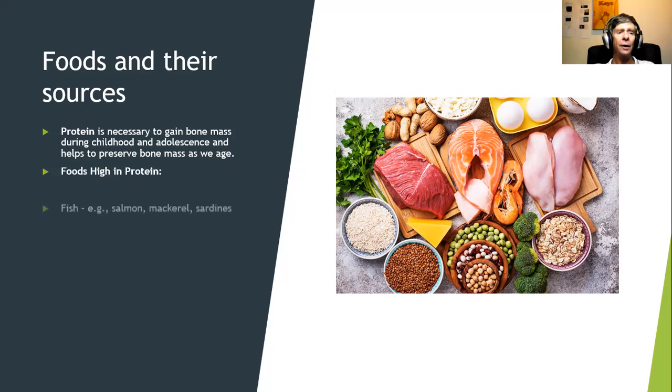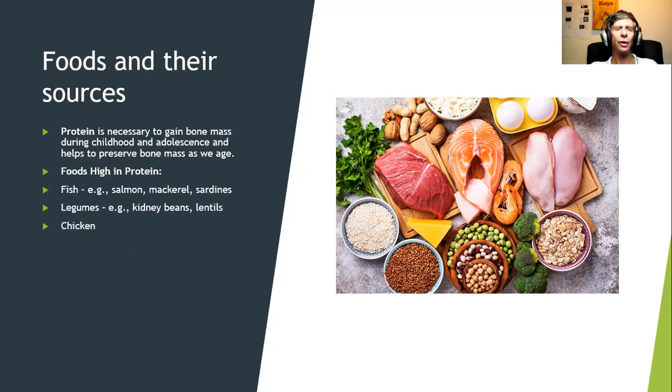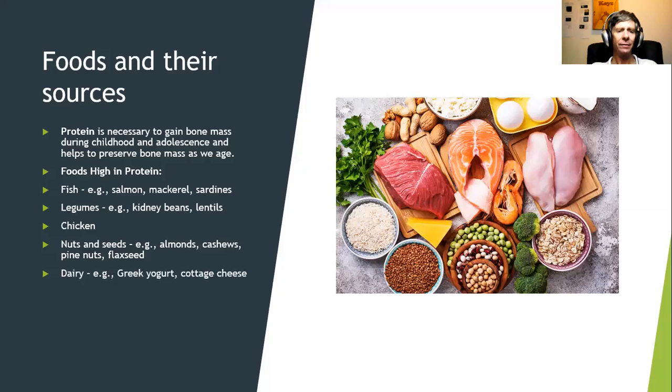Foods high in protein include things like fish, like salmon, mackerel, sardines, legumes like kidney beans, lentils, chicken. And I'm going to add on that one, I would suggest free-range chicken, not farmed chicken, because with farmed chicken, the nutrients are not quite optimum. Nuts and seeds like almonds, cashews, pine nuts, flaxseed, etc. Dairy like Greek yogurt, cottage cheese, eggs, another good source.